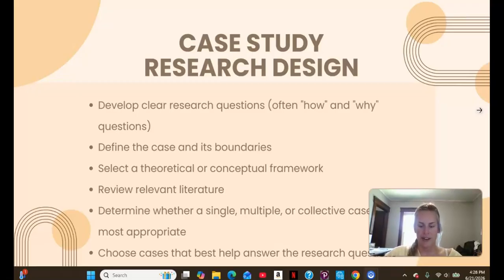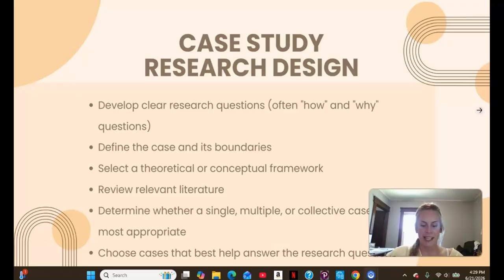So researchers also identify a theoretical or conceptual framework to guide their study. This framework helps shape how they view and interpret the phenomena being investigated. The textbook explains that researchers do not enter a study without prior knowledge or perspectives, so it's important to make those guiding ideas explicit.